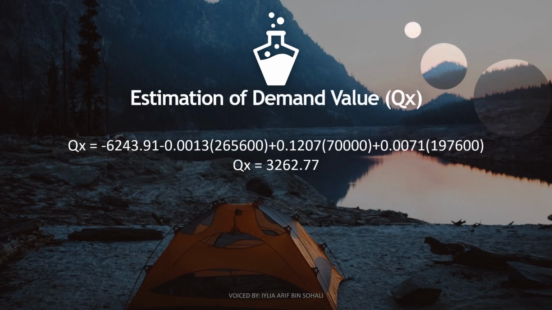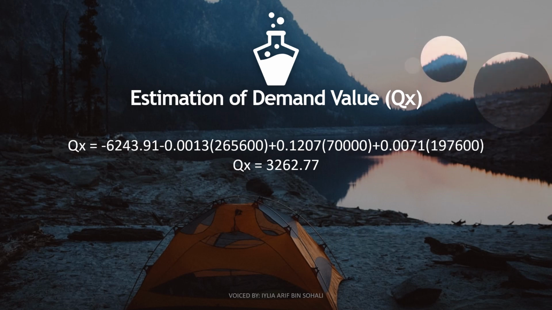Estimation of demand value qx. By substituting all the variables from the first row of data, we have the estimation of demand value qx equal to 3262.77.